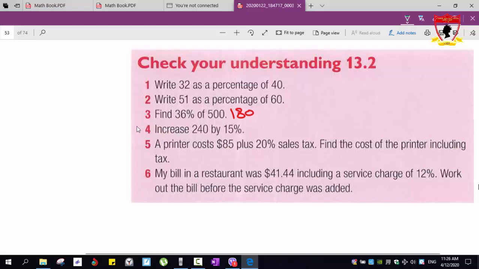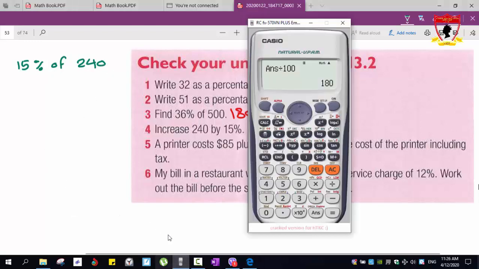Firstly, to do question 4, we follow 2 steps. The first step is just a normal percentage problem. This is 15% of 240. Then to do this, we multiply 15 by 240. This is 3,600. When you divide it by 100, it will be 36.